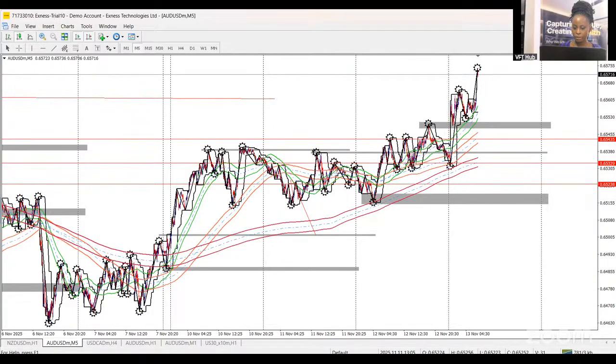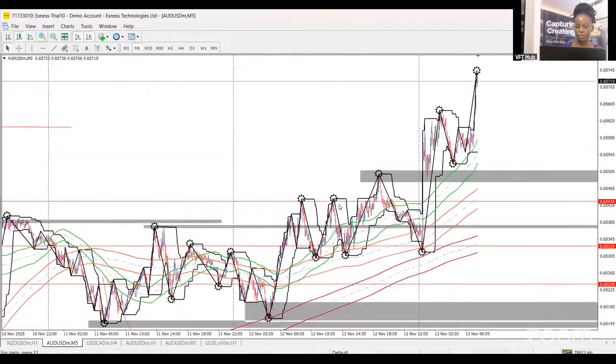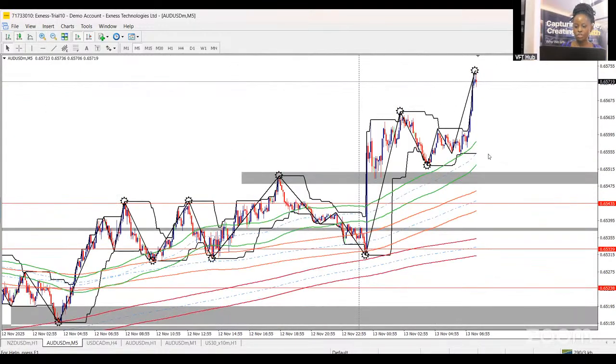Yesterday's high, low, day before yesterday's high, day before yesterday's low. Almost in confluence, but these are now the points of interest we're watching out for to see retracement so we can continue to buy AUD USD. Please take note of these ones as well.